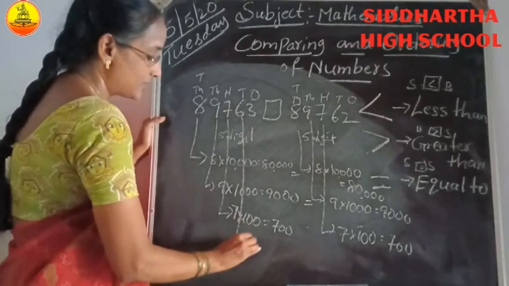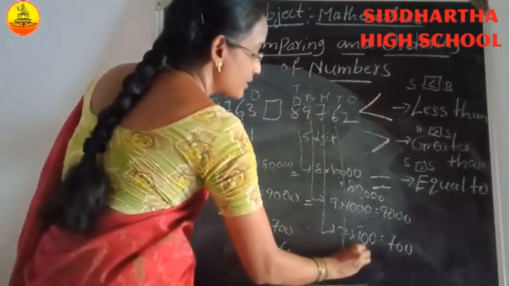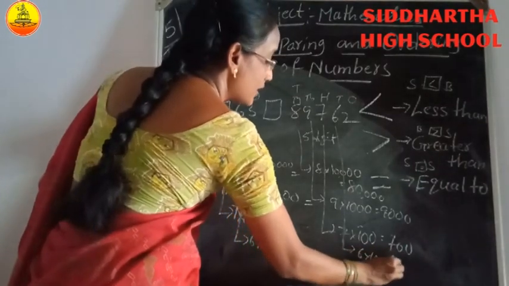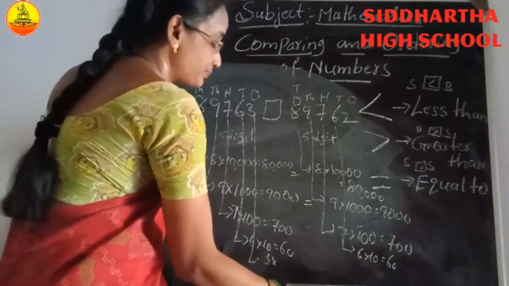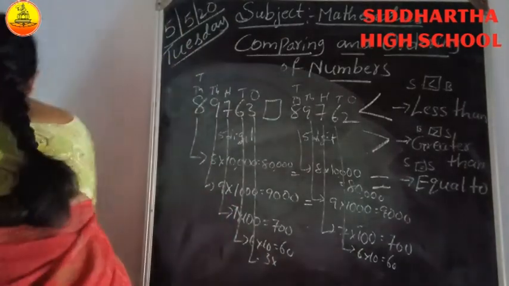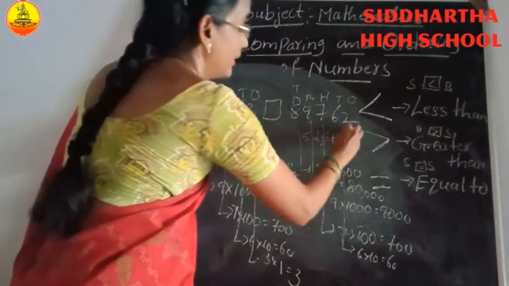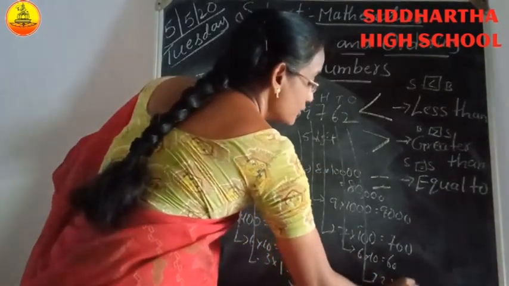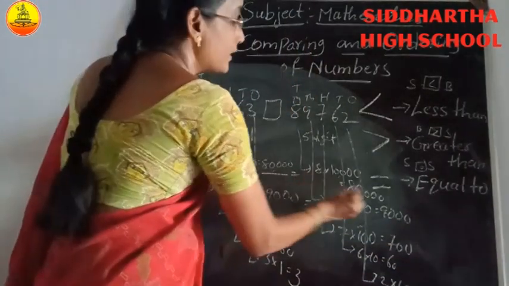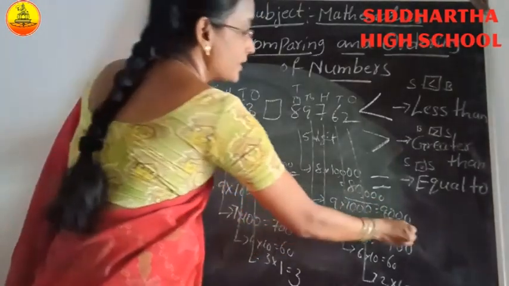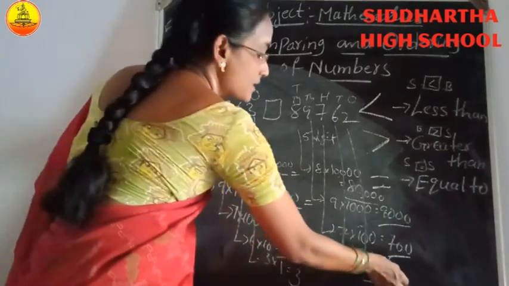Now here 6 tens. 6 into 10 is equal to 60. Here also 6 into 10 is equal to 60. But here 3 ones. 3 into 1 is equal to 3. Here 2 into 1 is equal to 2. Once you observe, children, this product and this product are the same. This one and this one are the same. Here 60, 60, this also is the same.